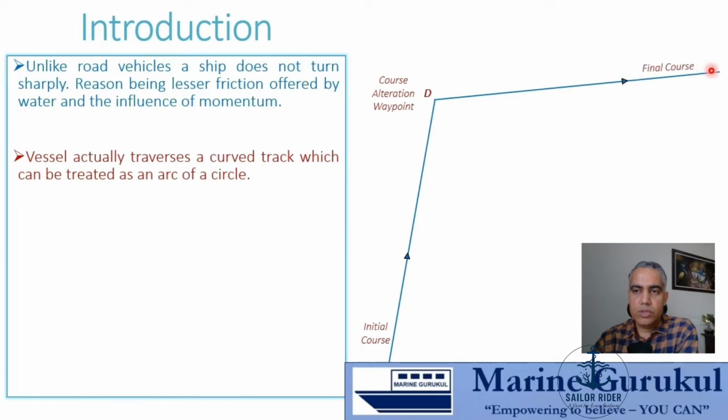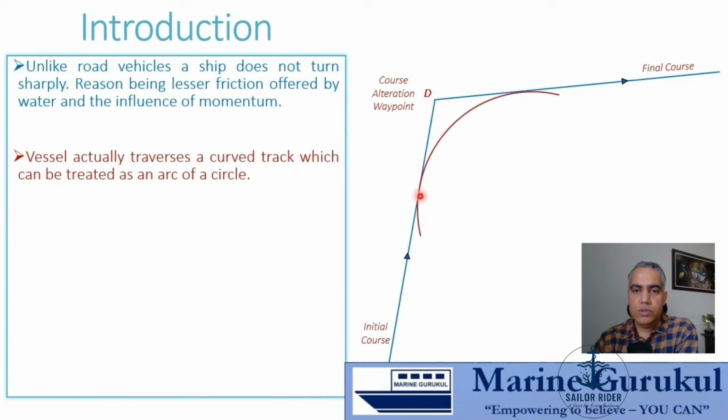final course. Now, even though the courses are shown as straight line tracks and the course alteration is shown at point Delta, the vessel will not move along these straight line tracks while it is altering its course. Vessel will be moving along the arc of a circle, basically the turning circle of the ship.